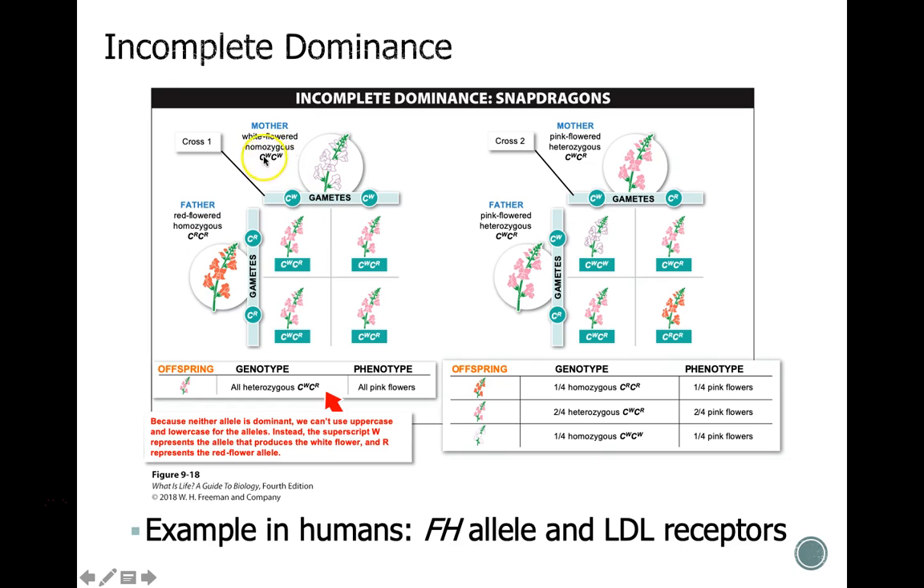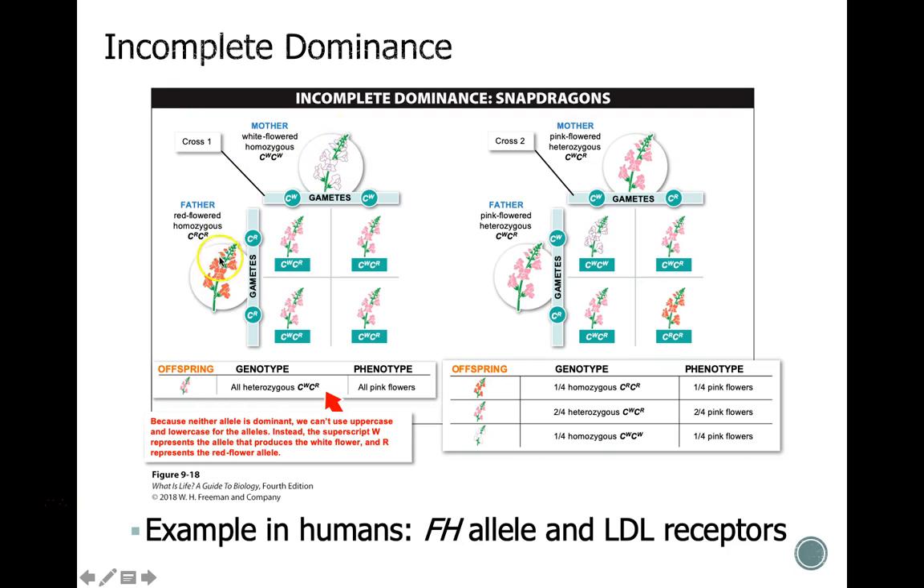So mom is CW. The C stands for color. The W stands for white. The dad is CR. So C stands for color. R stands for red. So each of these individuals are homozygous. Now, in incomplete dominance, the heterozygote individual is displaying an intermediate phenotype between the two. So in this case, it's pink. So we can see here we've got CWCR, that's the heterozygote displaying the pink characteristic.